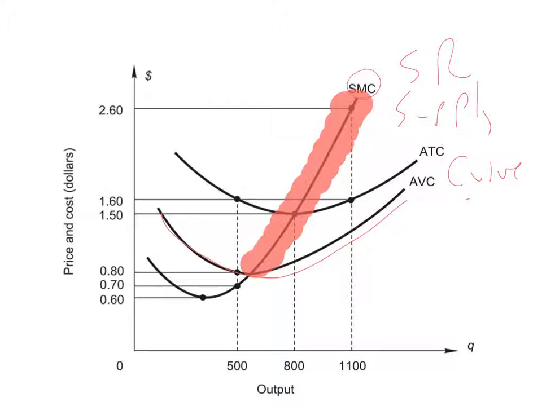So this is a nifty little application of the shutdown rule. And again, this is a derivation of the competitive firm's short-run supply curve.